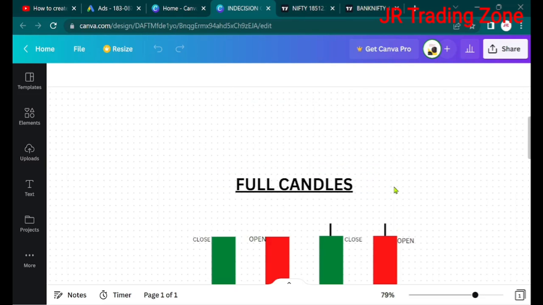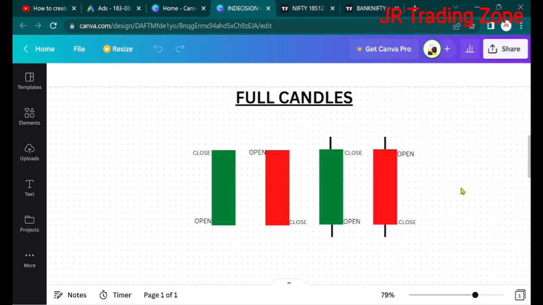The first type of candlestick is the full candle. Can you see here? These are full candles. This is called an engulfing candle according to candlestick naming, but I call it a full candle. A full candle means, for a bullish candle, the opening point will be here and the close will be here. This is a full bearish candle. Opening is here and close is here.